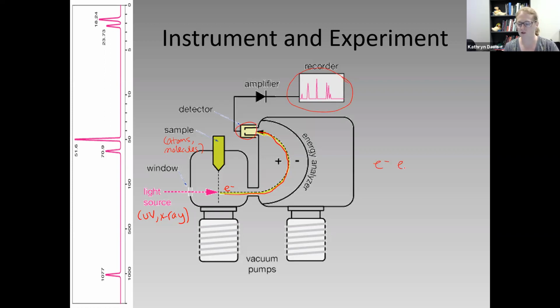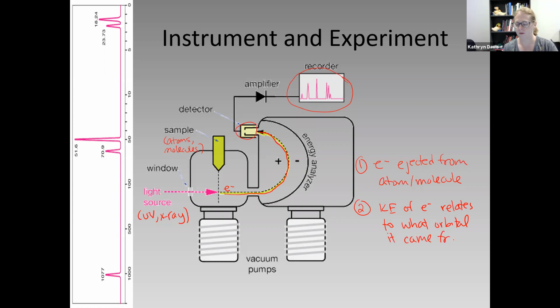So one, electrons are ejected from an atom or a molecule, right? That's the big deal about photoelectron spectroscopy. That's the first thing that happens. And then two, the kinetic energy of the electron relates to what orbital it came out of. Photoelectron spectroscopy helps me tell the difference between electrons that are in 1s and 2s and 2p and all that good stuff.